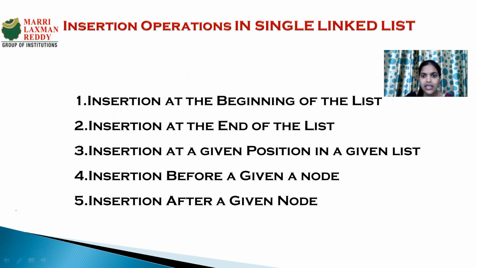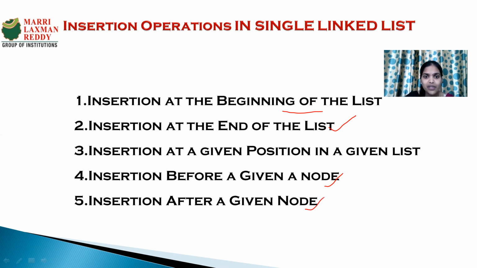The first one is the insertion at the beginning of the list. It means we can insert a node at the beginning of the list. The next one is how to insert the node at the end of a single linked list, and how to insert a node at a particular position in a given list. If we give a particular position, at that position we have to insert the given node, and how to insert before a given node and how to insert after a given node.